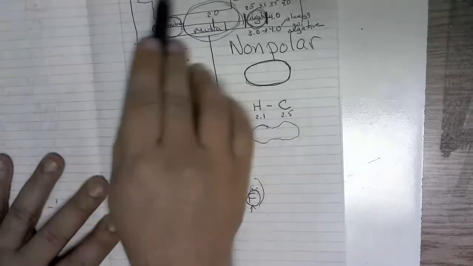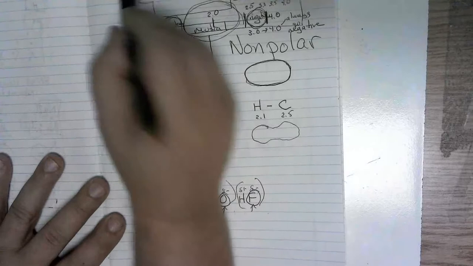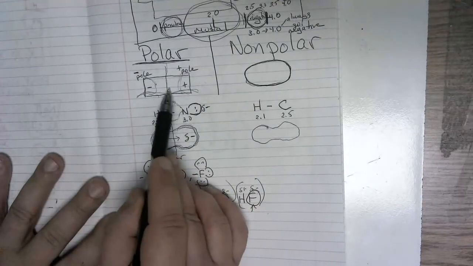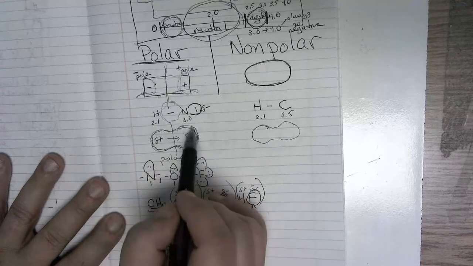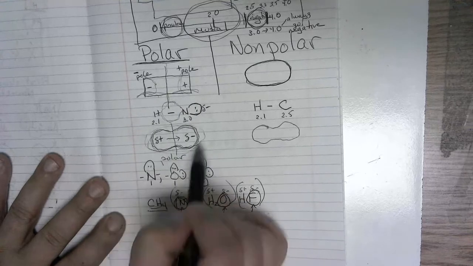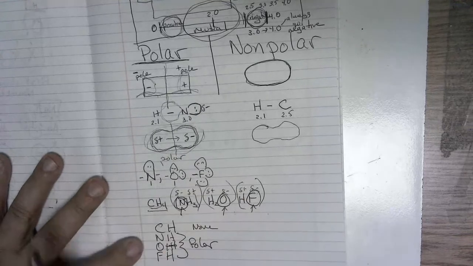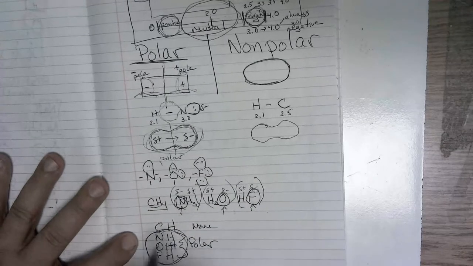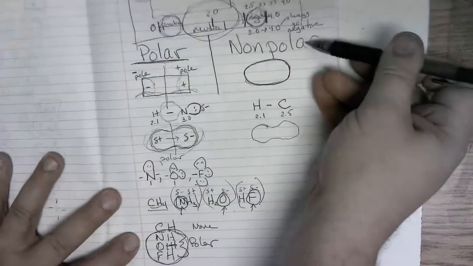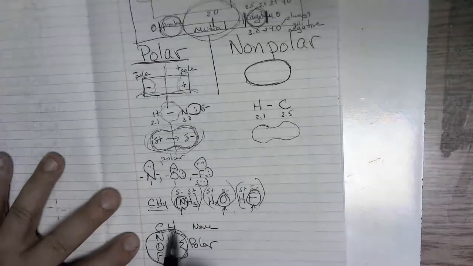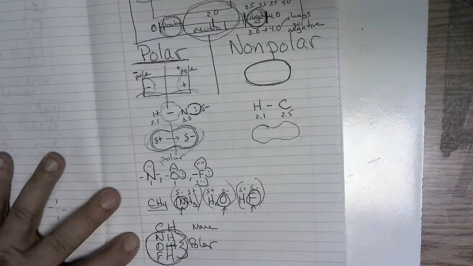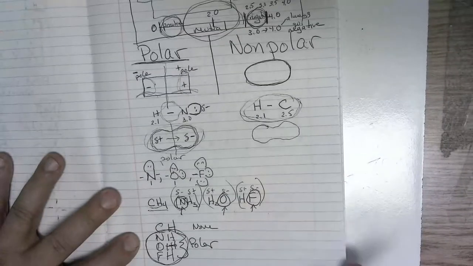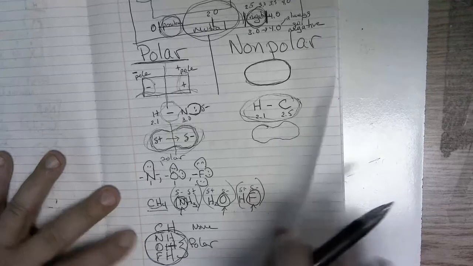And how do I recognize if it's polar or nonpolar? When it's polar, one side gets pulled to negative, one side gets pulled to positive, and you create a dipole. And the guys that create dipoles are N, O, and F. Those guys right here. How do I know if it's nonpolar? Carbon. Carbon tends not to form polar regions. There's no imbalance of negative and positive.